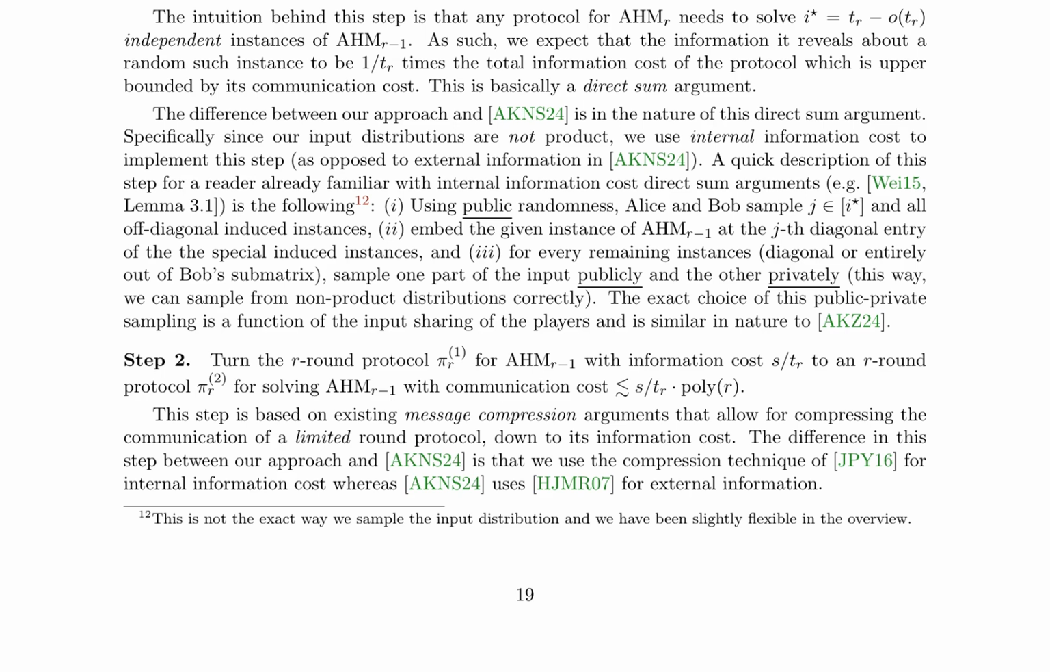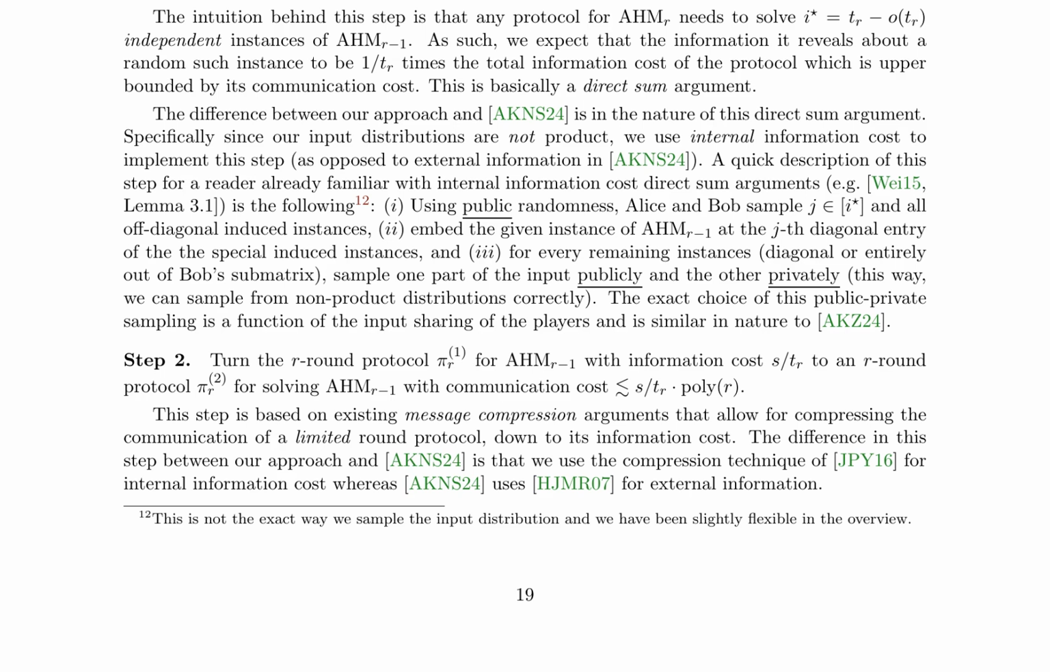This step employs existing message compression arguments, specifically the compression technique of [BBCR10], for internal information cost, differing from AKNS24's use of HJMR07 for external information. The approach deviates from AKNS24 in the nature of the direct sum argument and the compression technique used. The exact choice of public-private sampling in step 1 is a function of the input sharing of the players and is similar in nature to AKZ24.